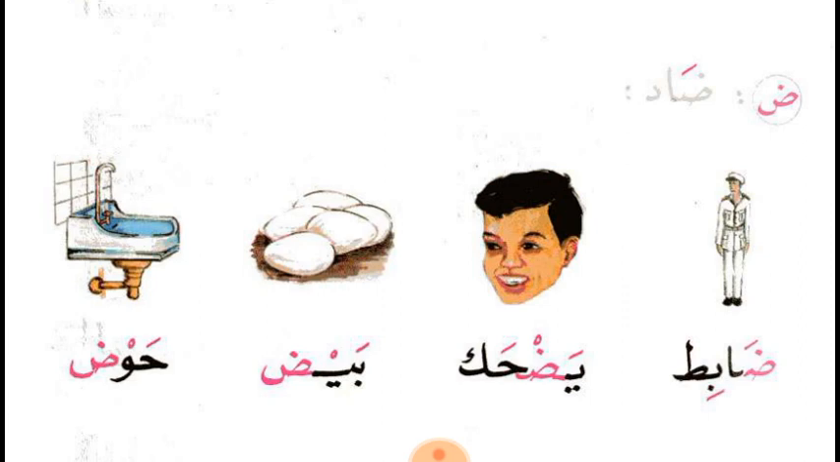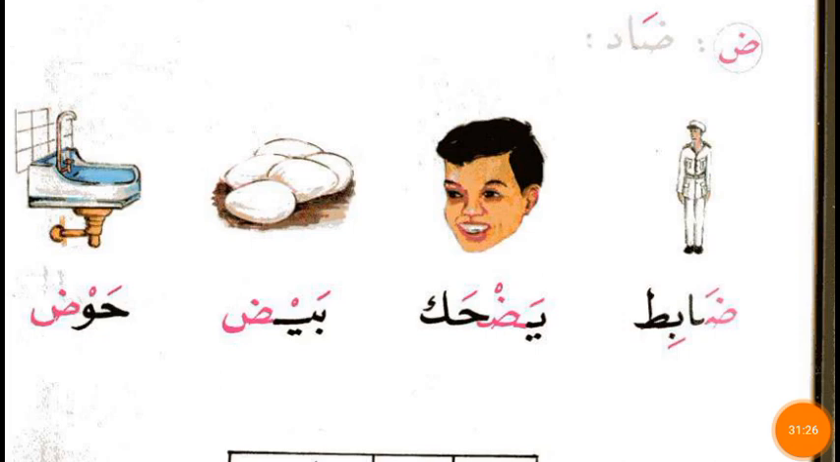Wabitun. Is it a policeman? Inspector. Yadhak, just laughing. Baidun, eggs. Howdun? Sink, washing basin. Washing basin. Howdun. Okay.